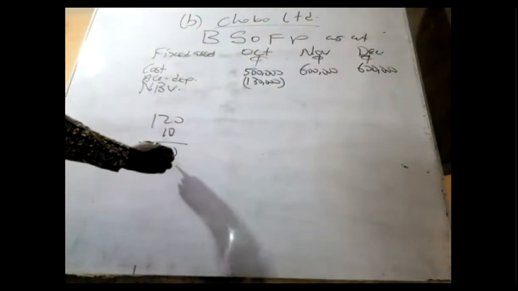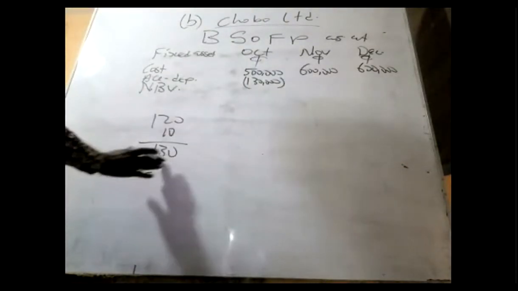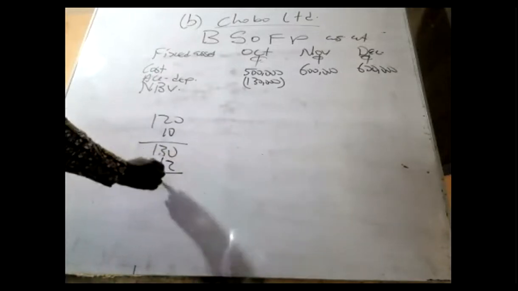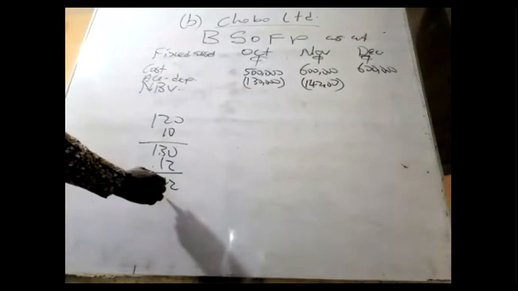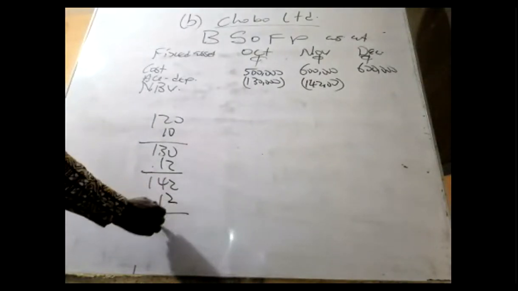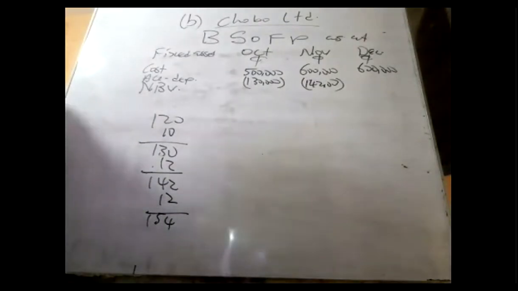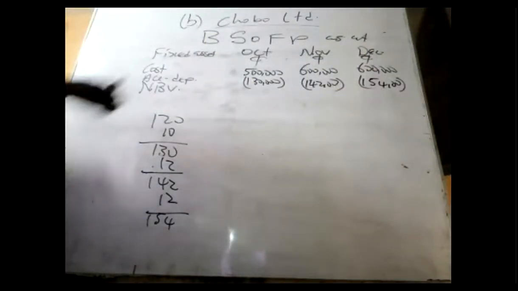I'll put it in brackets. First of November, we charge 12,000. So that should give me 142,000. For the next month, we charge 12,000. That should give me 154, so here will be 154,000. So therefore, what's the net book value?